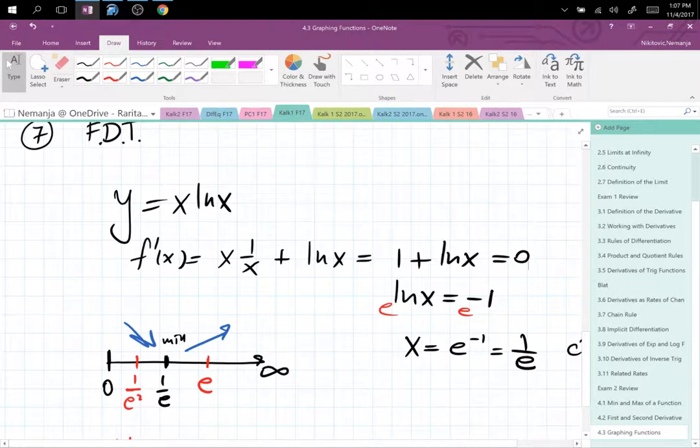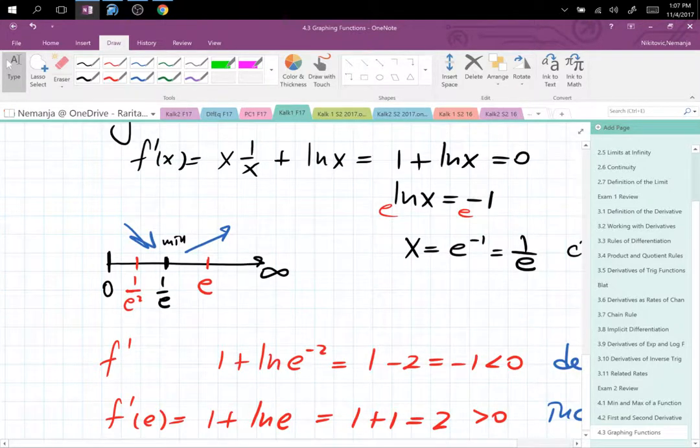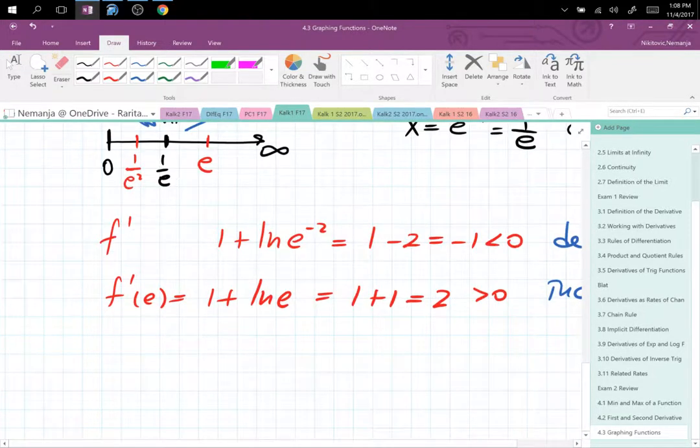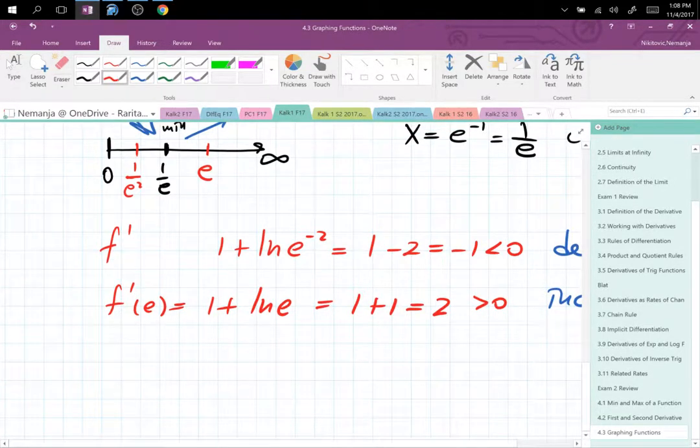There we go. Oh, I work fast, yes. And we have our first derivative test, and we have our critical point and all of that stuff. So now, except some stuff is missing over here.